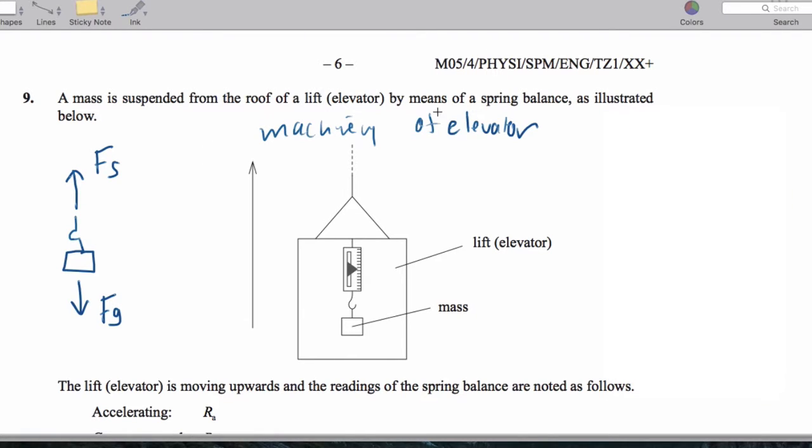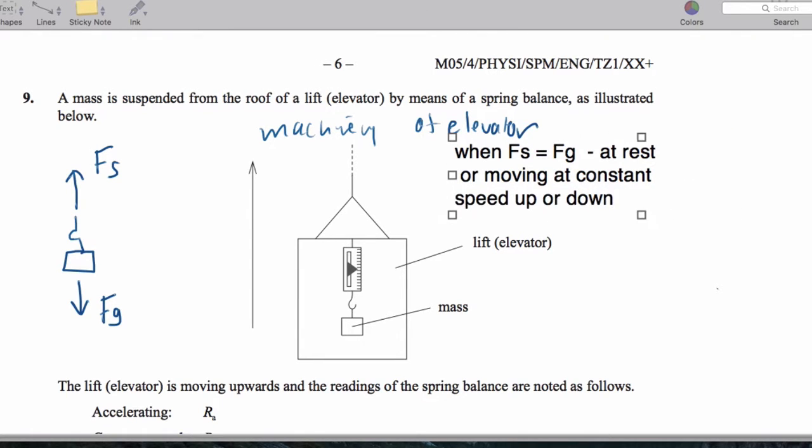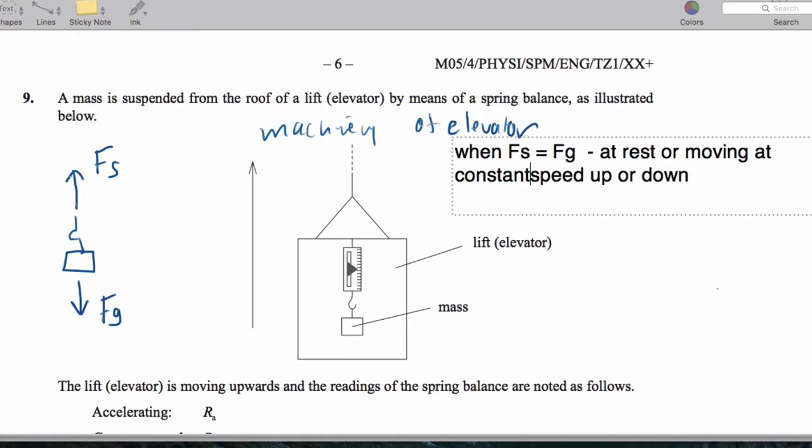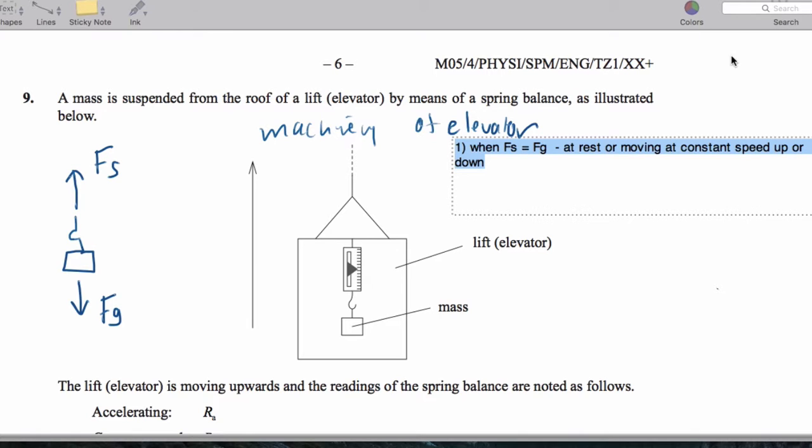And I'm just going to illustrate 4 situations that really matter for elevator problems. Okay, so here's how it works. When Fs equals Fg, the elevator is either at rest or moving at constant speed up or down. That's the first thing. Second thing.